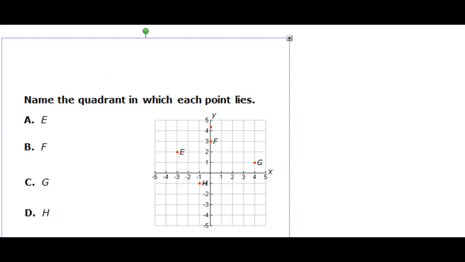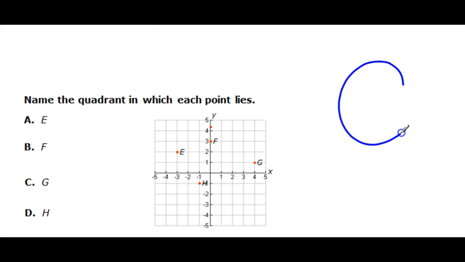Now we're going to name the quadrants. Quadrant means like a quarter, one fourth of the coordinate plane. So we're going to name these quadrants. I tell kids to raise your right hand and make a C for the coordinate plane. That's how the quadrants go. This is quadrant 1, quadrant 2, quadrant 3, and quadrant 4.